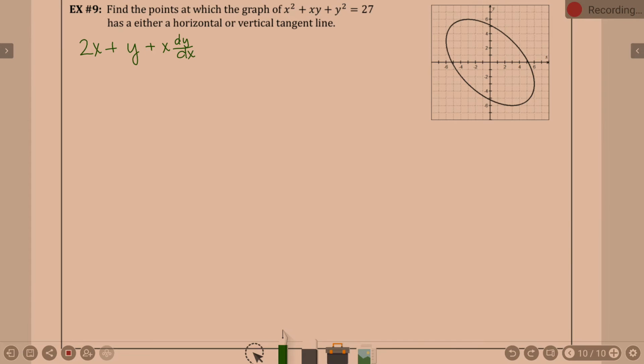Derivative of x is 1, keep the y. Plus, now we keep the x. Derivative of y is 1 times dy dx, right? Plus the derivative of y squared, 2y times dy dx. Derivative of 27 is 0.